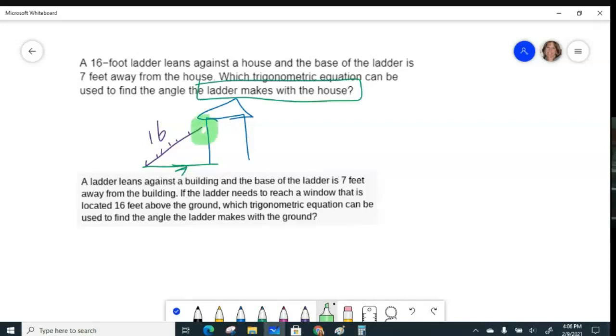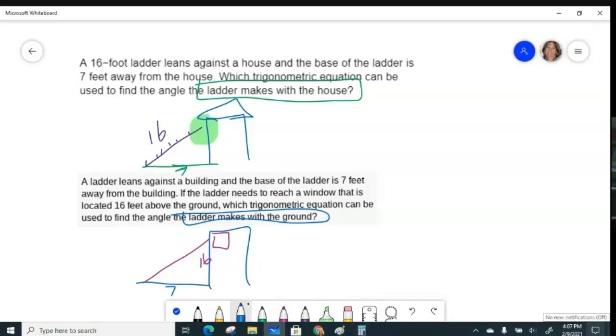So we want to find this angle up here. Whereas down here, we have the same numbers. We have a building and a ladder leaning against it, but we want to reach a window that is 16 feet above the ground, and our ladder is also 7 feet away. But this time it wants the angle the ladder makes with the ground. These are out of Get More Math. For this one, it's wanting this angle here. So be real careful what they are asking for.